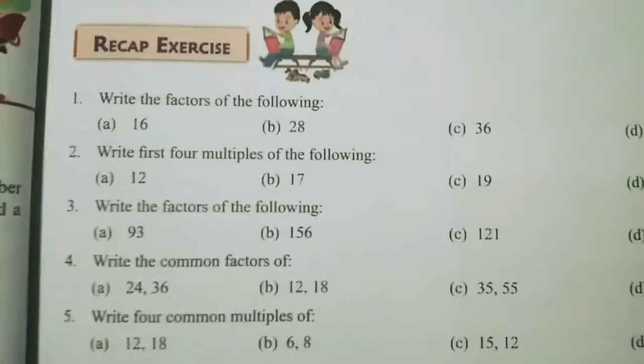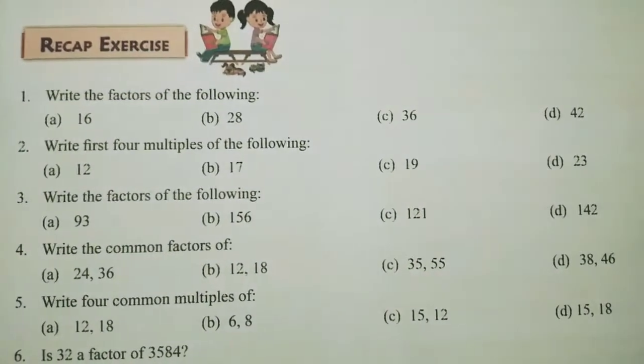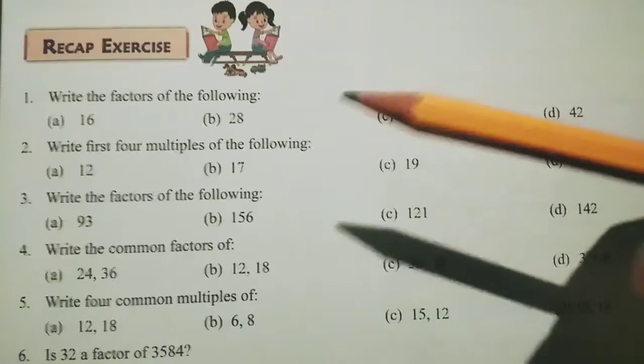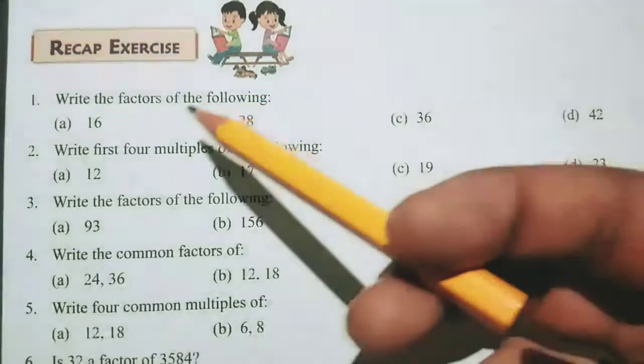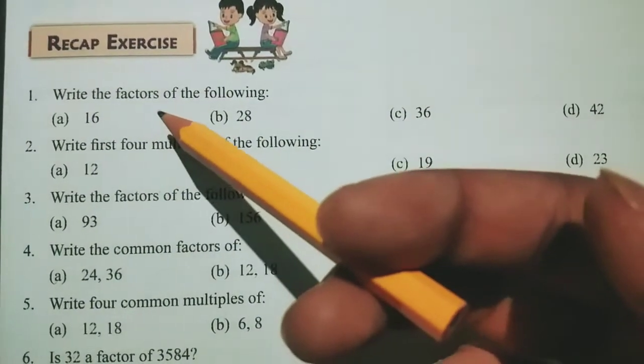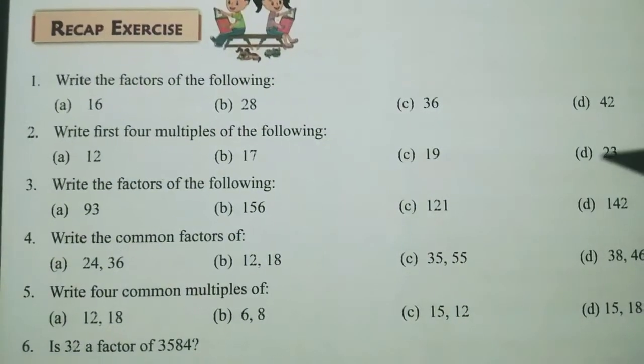Now we'll go to the recap exercise given on the next page. So in the recap exercise, what are the questions given? Let's see. First question is write the factors of the following. You have to write the factors of these following numbers: 16, 28, 36 and so on.